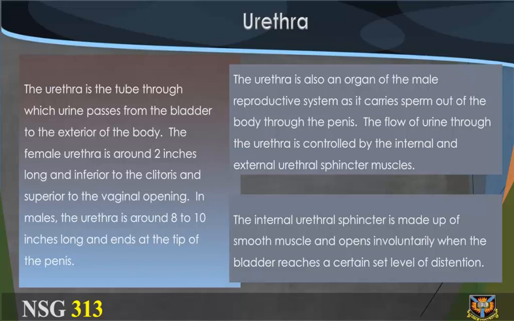The urethra is also an organ of the male reproductive system, as it carries sperm out of the body through the penis. The flow of urine through the urethra is controlled by the internal and external urethral sphincter muscles. The internal urethral sphincter is made of smooth muscle and opens involuntarily when the bladder reaches a certain set level of distension.